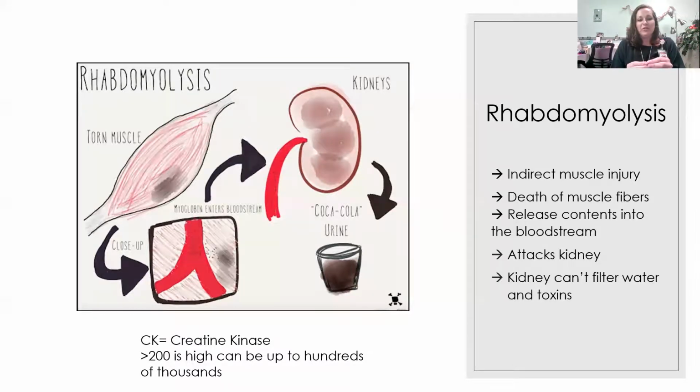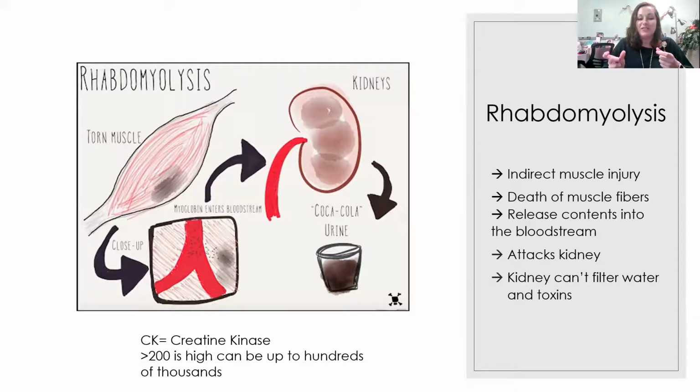Because when those muscle fibers start to break down at an increased rate, they're going to release their contents into the bloodstream. And what that does is it goes straight to the kidneys. The kidneys' whole job is to filter out toxins. And so when it is being attacked with so many toxins, it can't filter everything out. You'll end up with what many people will call Coca-Cola urine, or very dark urine, because it's not filtering out toxins. We measure the rate at which this is happening, because everybody can have a little bit of rhabdomyolysis happening in their body, but we worry about it when it exceeds a certain threshold. So what we will do is look at creatine kinase.